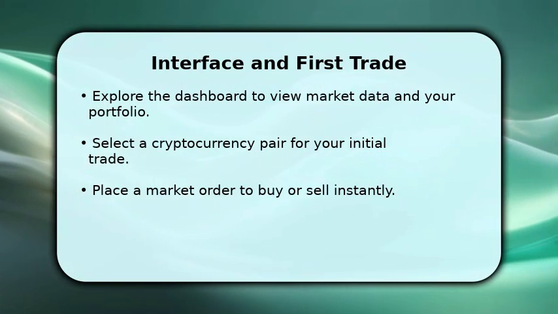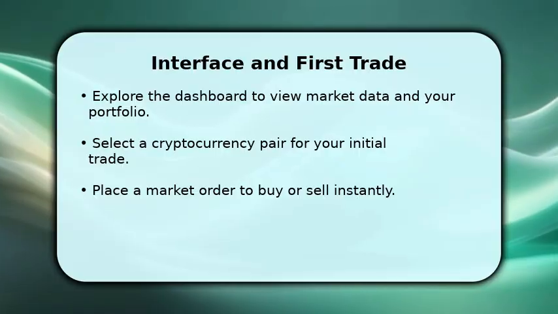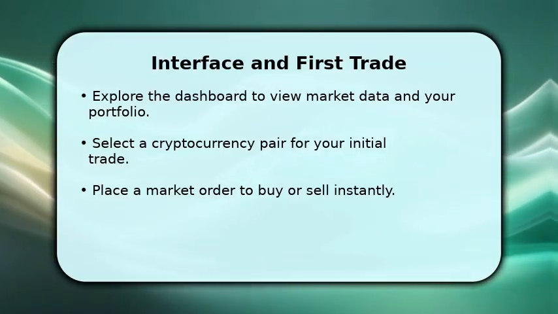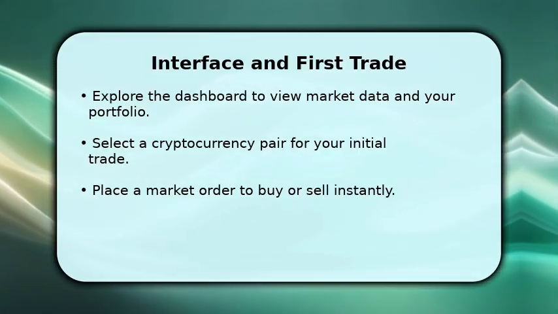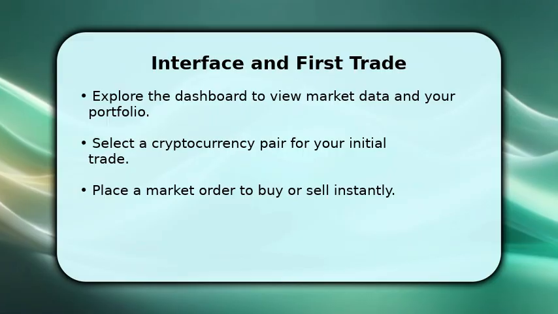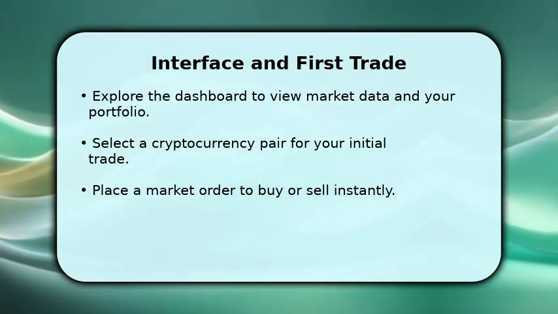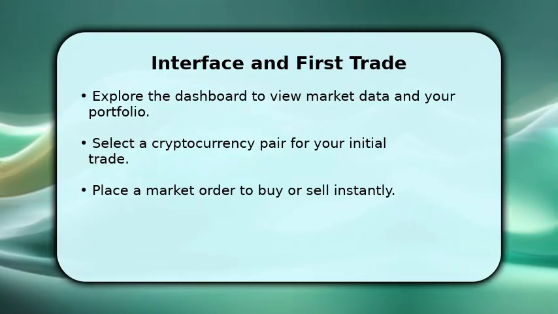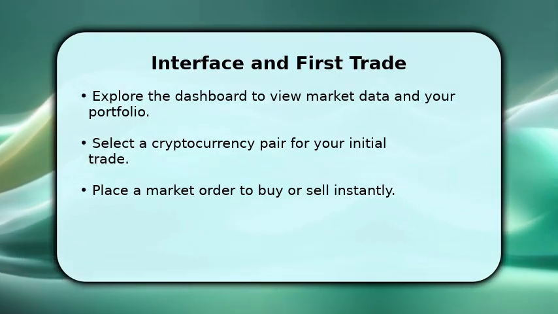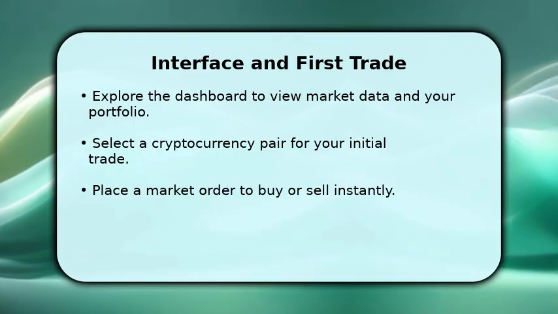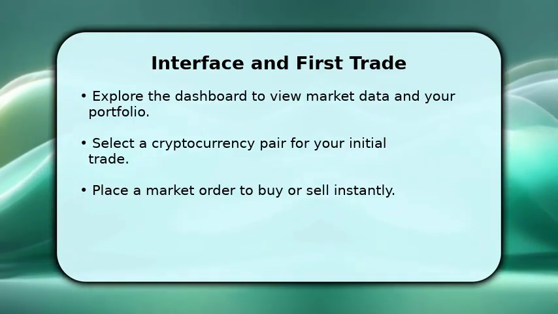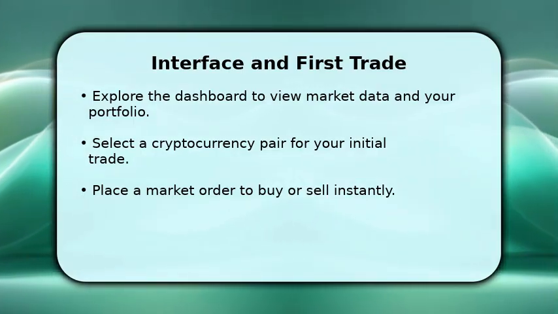Now let's navigate the interface. The dashboard provides a clear overview of market trends and your current holdings. Choose a cryptocurrency pair, like Bitcoin versus US dollar, from the trading view. For your first trade, a market order is simplest. It executes immediately at the best available price. Just enter the amount you wish to buy or sell and confirm.